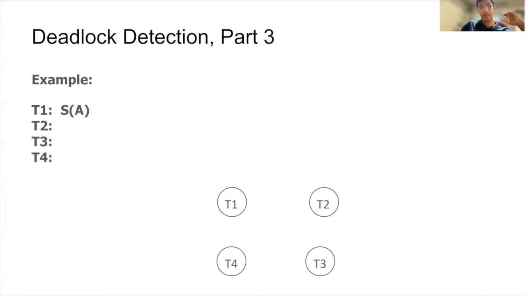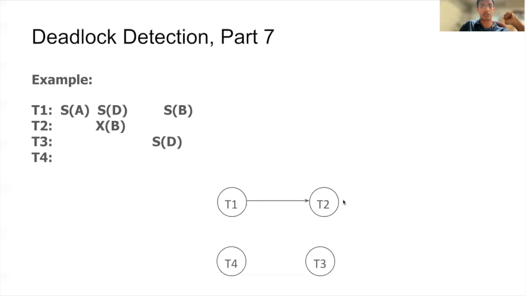T1 is going to ask for a shared lock on A. Then it gets a shared lock on D. And then T2 comes along and it gets an X lock on B. So far, so good. Now T1 says, oh, I wanted a shared lock on B. And T2 says, well, tough, I have that. So T1 is going to wait for T2. So there's an edge going from T1 to T2.